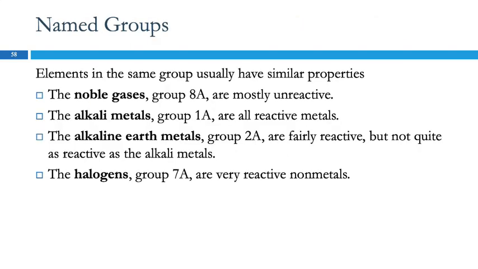So some of these groups have names. Group 8A, these are called the noble gases. So those guys on the far right. These are mostly unreactive. The alkali metals are group 1. Those are metals, as is kind of obvious here, and they're all very reactive. Right next to them are the alkaline earth metals, group 2A, not quite as reactive. And the other named group is the halogens over in group 7A, right next to the noble gases.